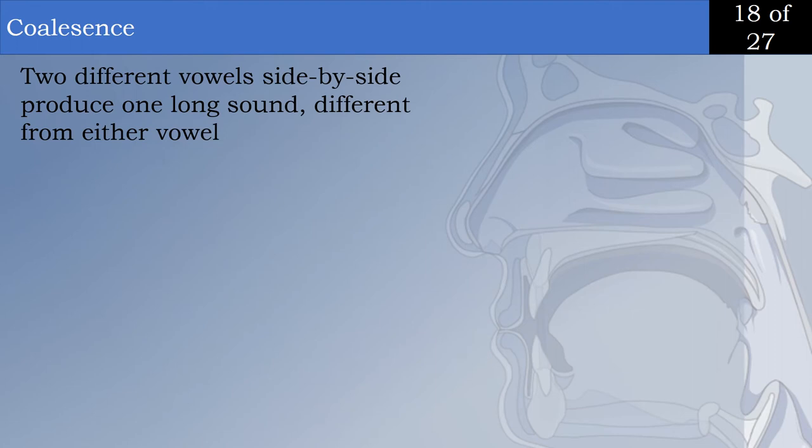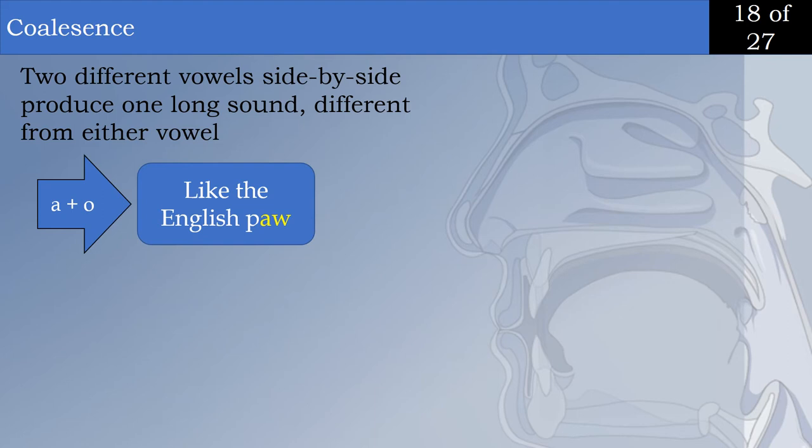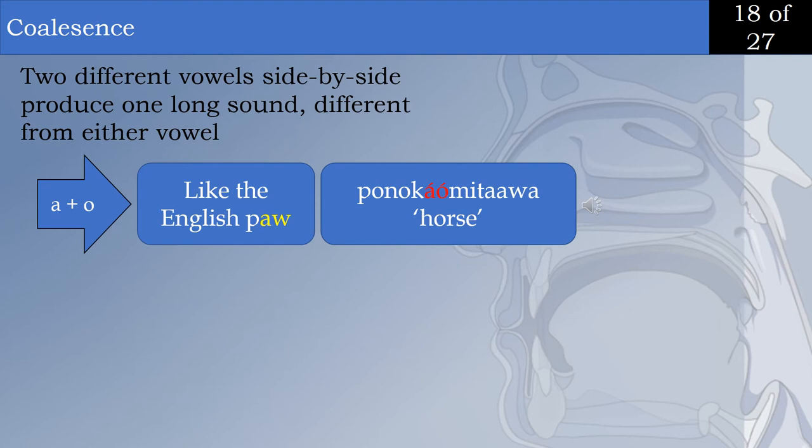In linguistics, when two vowels merge into one vowel somewhere in between the first two, this is a process called coalescence, and Blackfoot does this. If you have an A vowel plus an O vowel, the result will be somewhere in the middle, like an aw, as in English paw. Again, these two vowels side by side are produced as one vowel, but the sound is somewhere in between both of the original vowels.